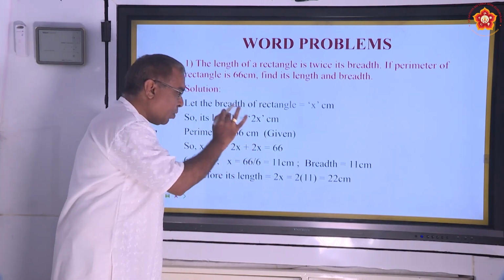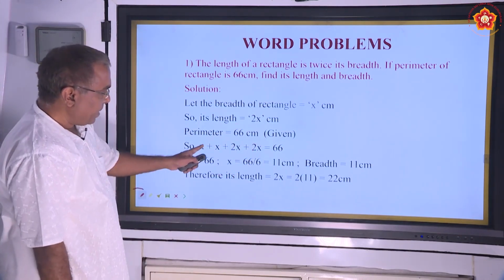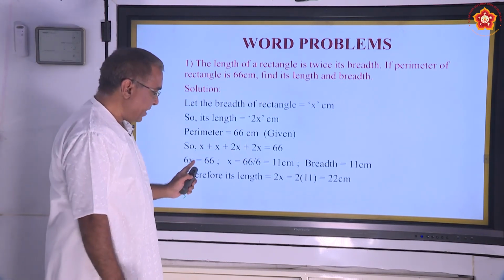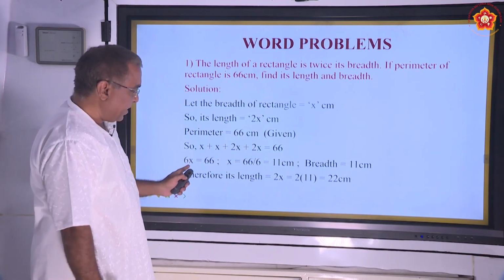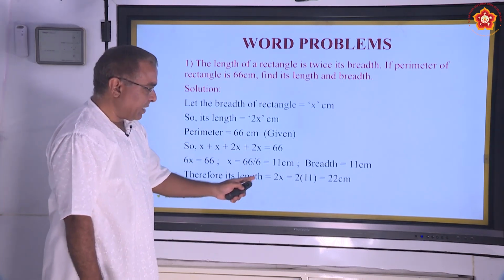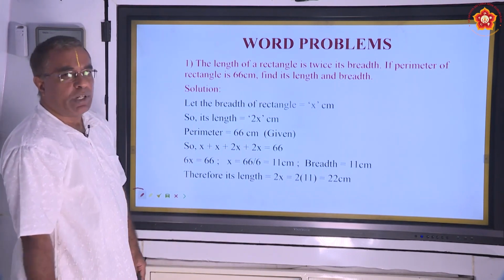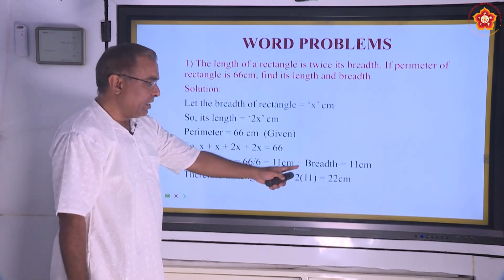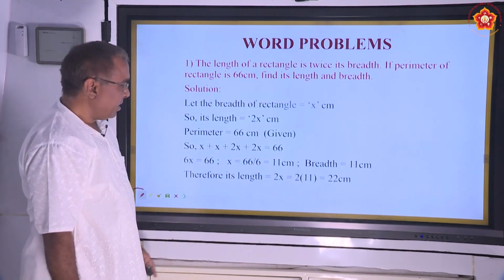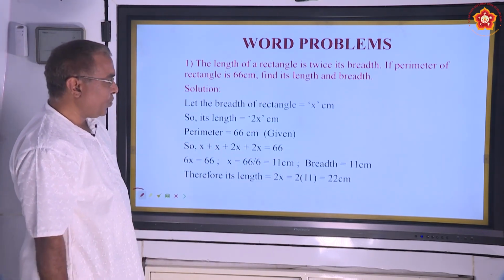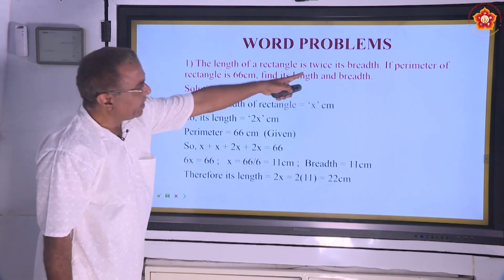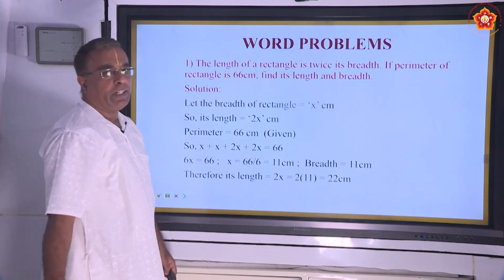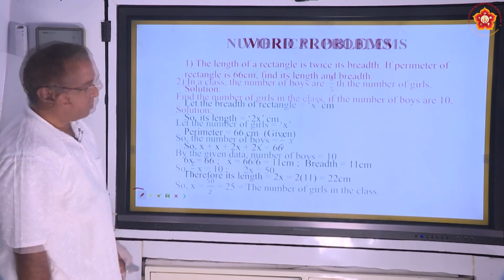So, we need to add up all these quantities. x plus x will be 2x, 2x plus 2x is 4x, 4x plus 2x will be 6x equals 66. That gives x value to be 66 by 6, which is 11 centimeter. But what is x we have taken? x is nothing but representing the breadth of a rectangle. So, breadth value is 11 centimeter and its length will be twice of the breadth, that is a given condition. So, length will be 2 times 11, which is 22 centimeter.